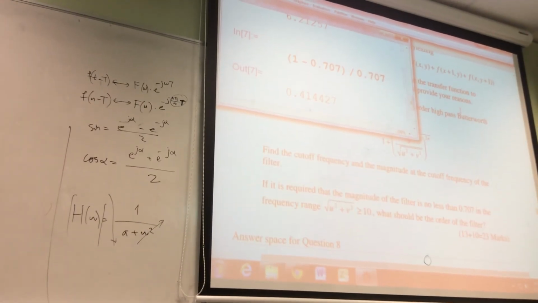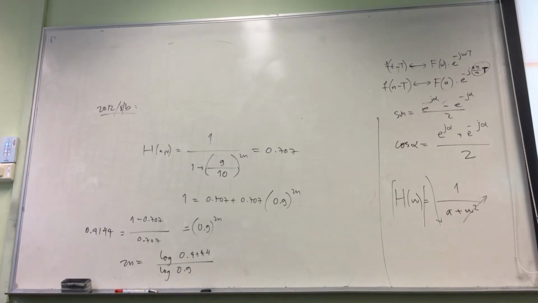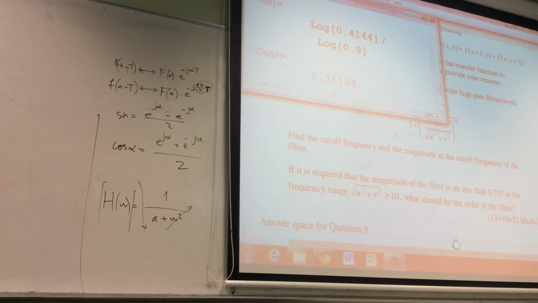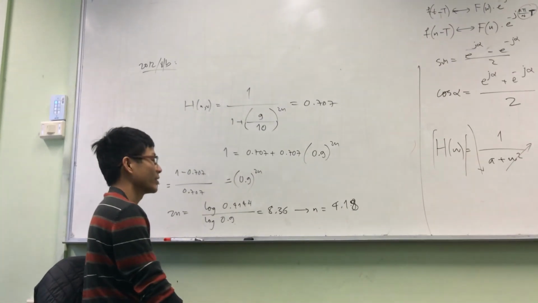So you can calculate 2n by taking the log of 0.4144 divided by the log of 0.9. So it gives you 8.36. This is 2n. So n is equal to 4.19.